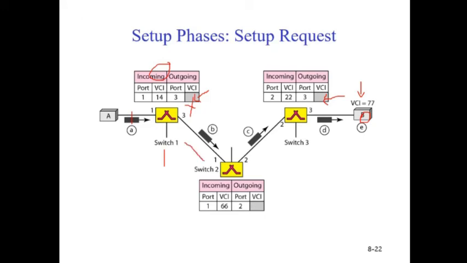Switch 2 receives the packet, or the frame. The same events happen here as at switch number 1. 3 columns of the table are completed in this case. The incoming port was 1, VCI was 66, and outgoing port 2. Switch 3 receives the packet. Again, 3 columns are completed.